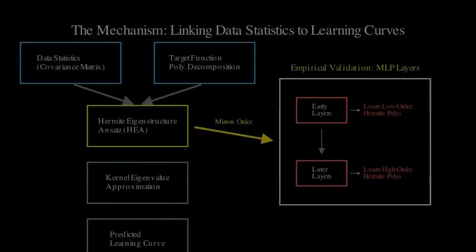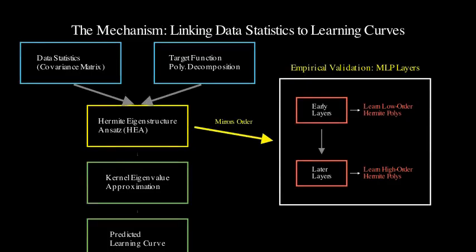The method works by first estimating the empirical data covariance matrix. This captures the anisotropic structure of the data. Next, it decomposes the target function, the function the model is trying to learn, into a polynomial basis. Using the HEA, these two pieces of information, data covariance and target function decomposition, are sufficient to approximate the kernel's eigenstructure. Specifically, it analytically approximates the eigenvalues and eigenfunctions of the kernel integral operator.